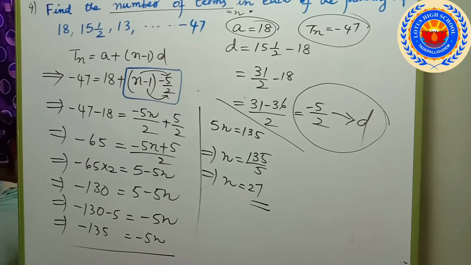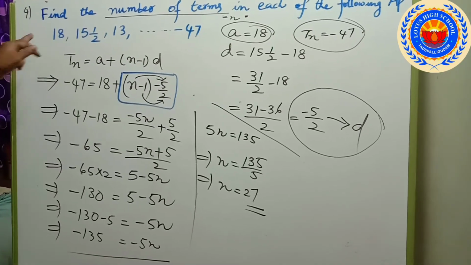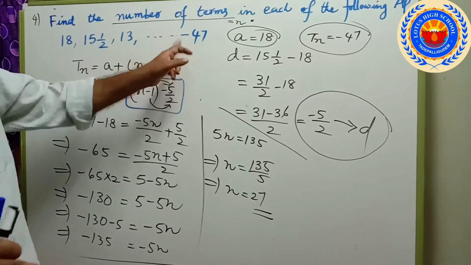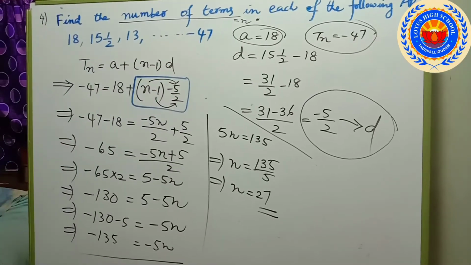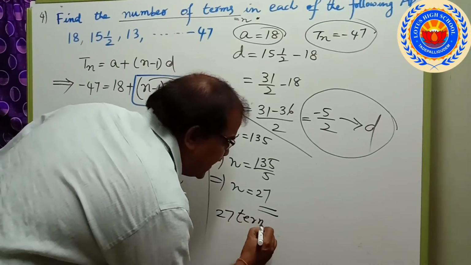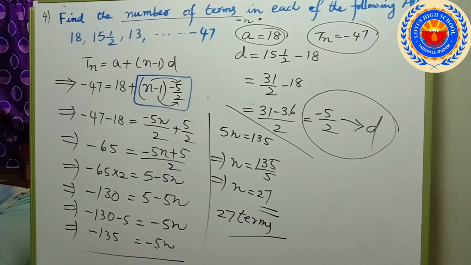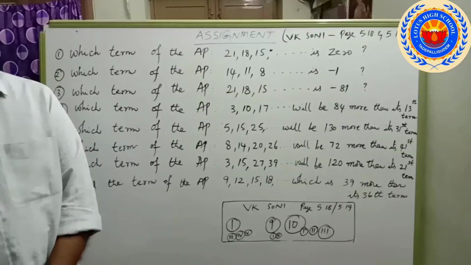Therefore, how many terms are there? There are 27 terms, 1, 2, 3, 4, 5 up to minus 47. There are 27 terms in the given AP. Okay.